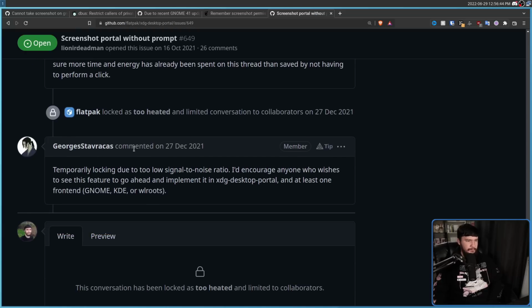And then Georgia Stavrakis, who is massively been involved in getting things working well on Wayland, said, temporarily locking due to low signal to noise ratio. I'd encourage anyone who wishes to see this feature to go ahead and implement it in the XDG desktop portal and at least one frontend, Gnome, KDE, or wlroots. And that's where you guys come in.